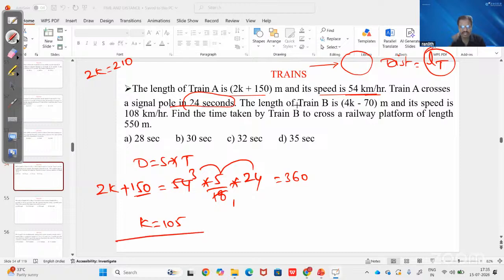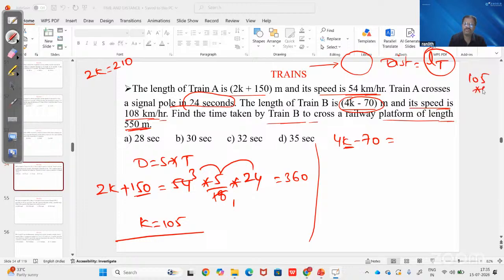Next, the length of train B is 4K minus 70 meters and speed is 108 kilometers per hour. Find the time taken to cross a platform. Length of the platform is 550 meters. What is the length of the train? We are having 4K minus 70, where K equal to 105. So 105 into 4, 420. 420 minus 70 equal to 350.